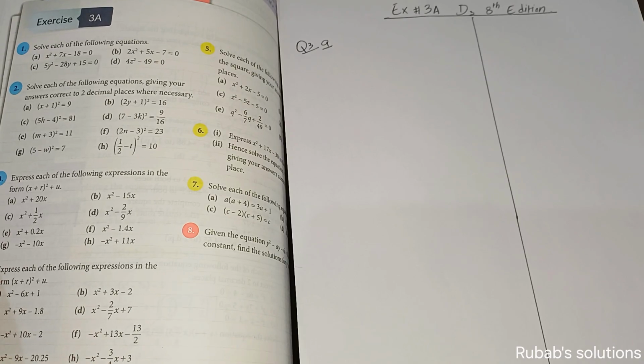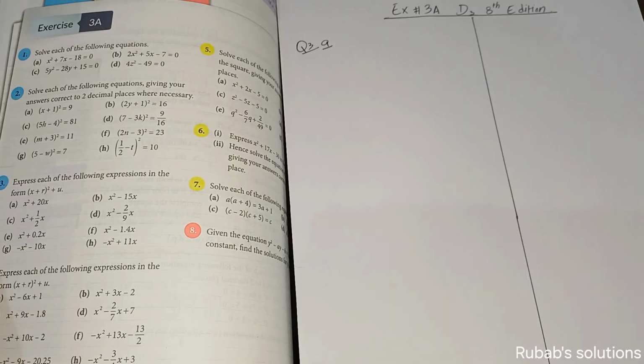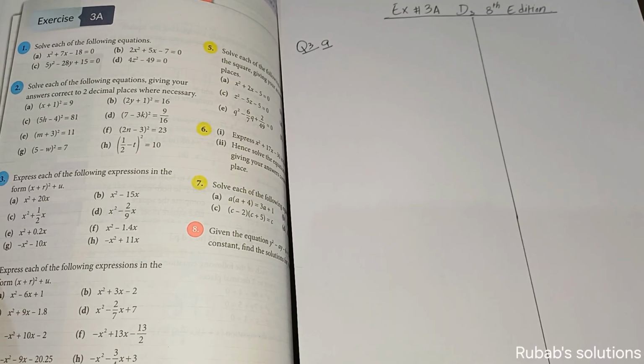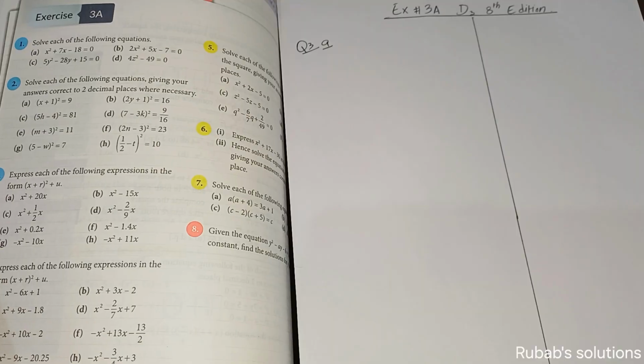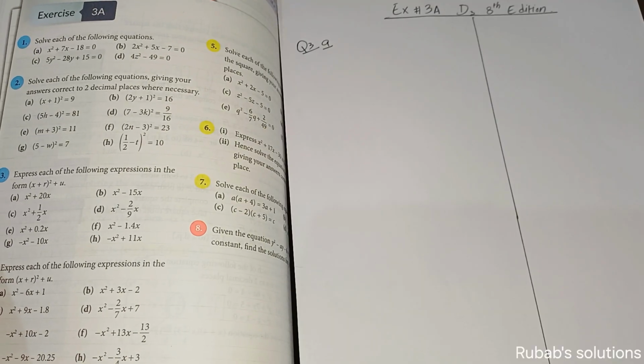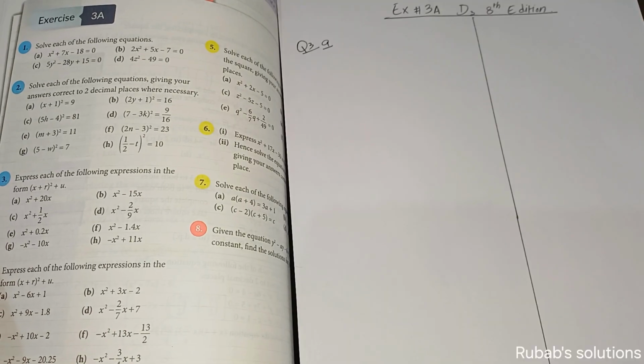Bismillahirrahmanirrahim. Assalamu alaikum. Today we will start exercise 3A and question number 3 we have to do, and we are solving the quadratic equation. I told you we have different formulas, different techniques with the help of which we can simplify the quadratic equation. First method is the AC method. Second method is you can take the square root on both sides, that we did in question number 2.